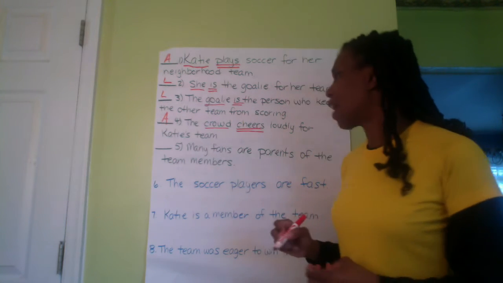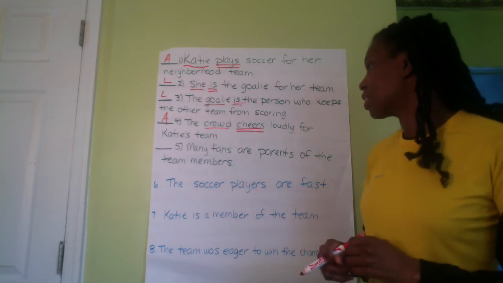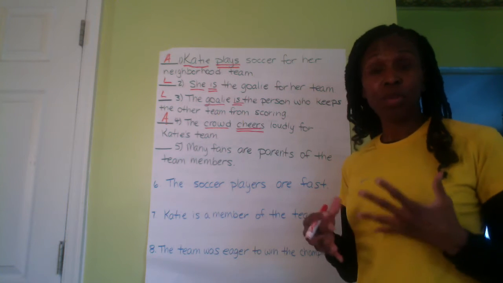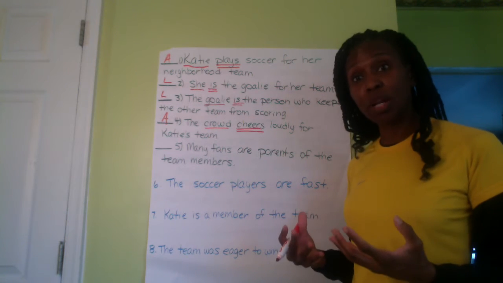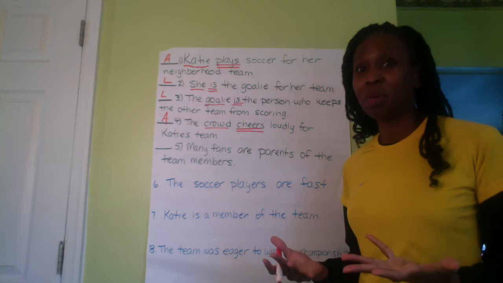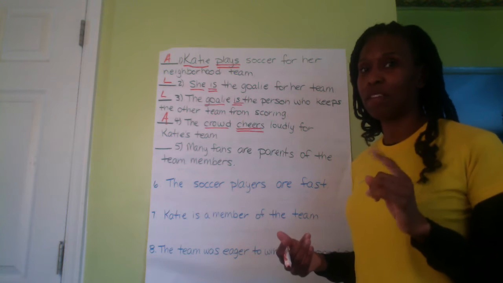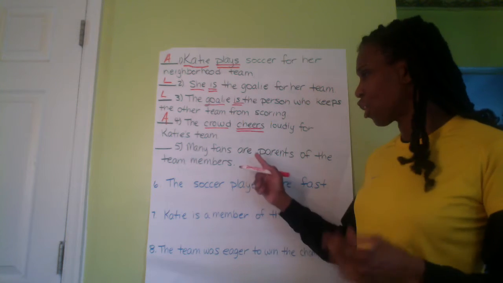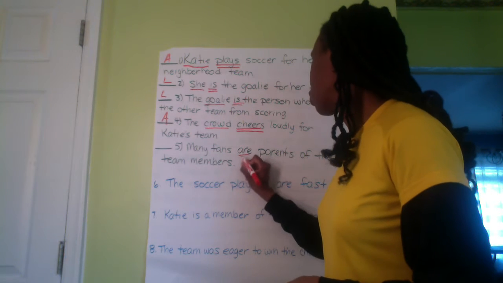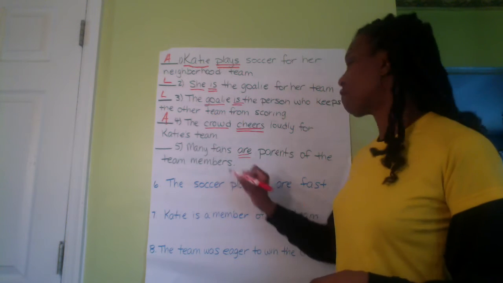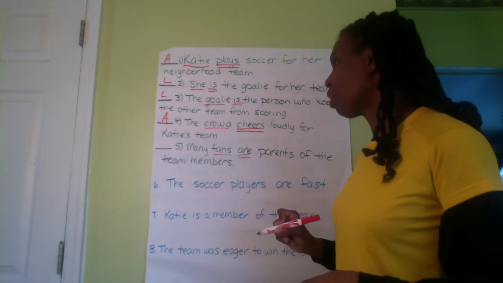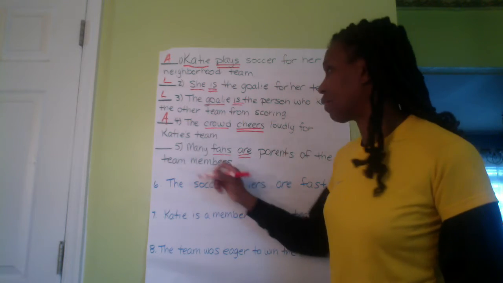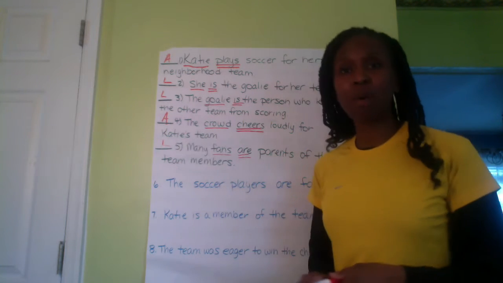Okay. All right, number 5. Many fans are parents of the team members. Okay, first look for an action verb. Something that you can do here? No, but I do see one of those linking verbs. Am, is, are. Are is right here. So underline that twice. And who or what are? The fans are. All right, so are is a linking verb. Okay, so that was part A.